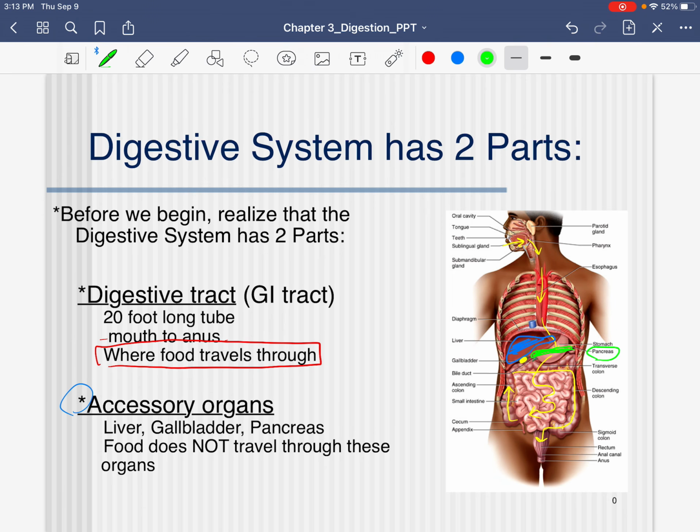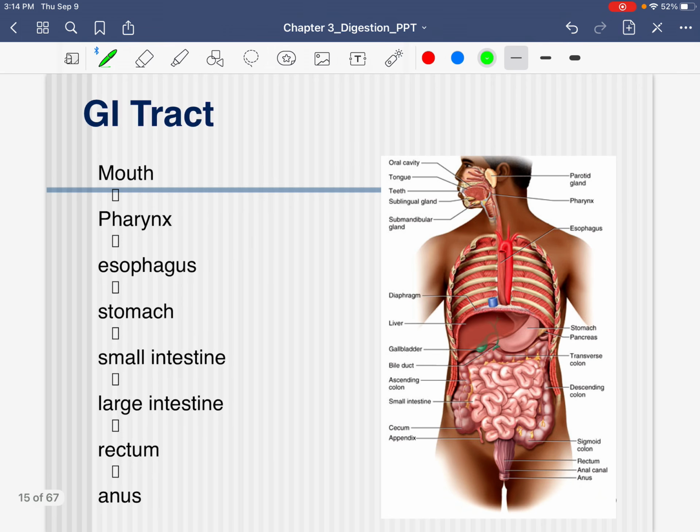So if I were to draw the pancreas, it might look like this. It's behind the stomach, in green. Very important also, but it just so happens that food does not directly pass through it. So you should know these definitions. You should know which organs are in which.